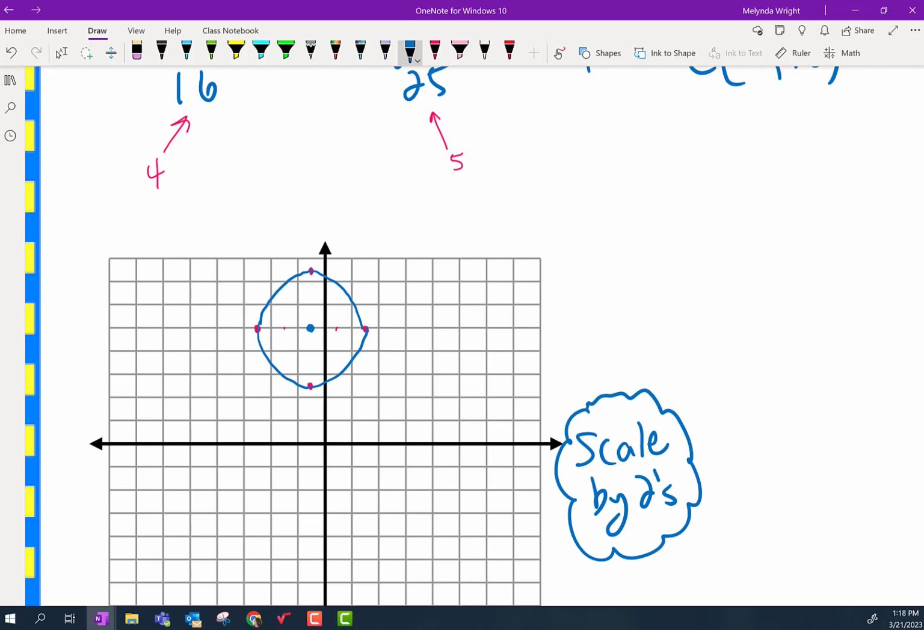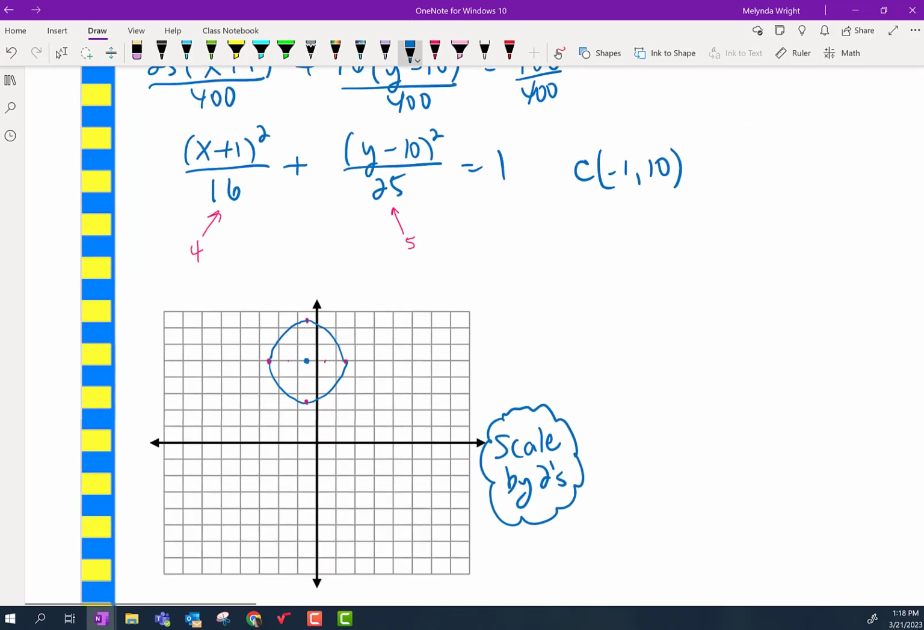Okay, how are we doing? Now for the ellipse, we really just want the center and all the edges. You don't have to graph the foci if they don't ask you to. And they're not asking, they're just saying to graph it, so we're good to go. Okay? All right, last one.